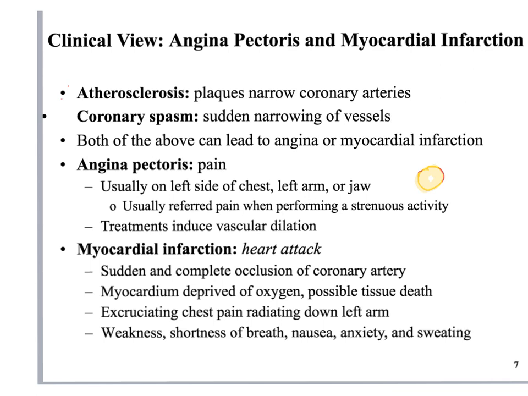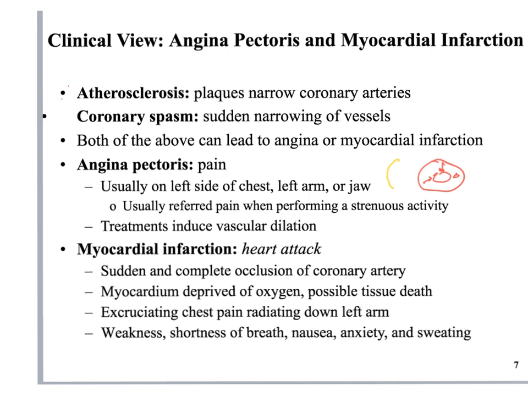You have coronary spasms, a sudden narrowing of blood vessels. These blood vessels have smooth muscle, so they can narrow. Any type of narrowing, what does it do to flow? It decreases flow, right? Anytime I go from a dilated vessel to a smaller one, flow through that vessel gets constricted and can cause problems. Both of those can lead to things called angina or myocardial infarction.